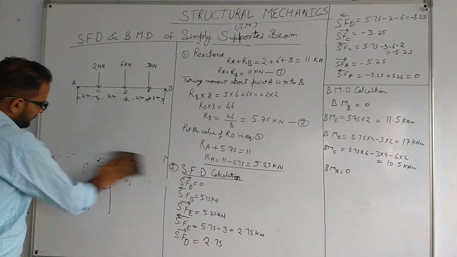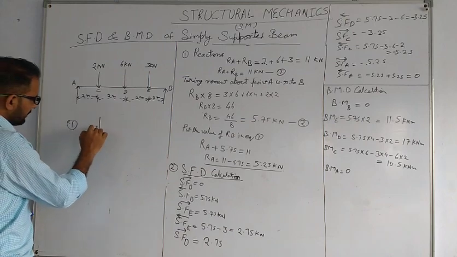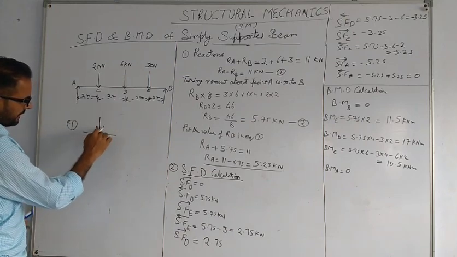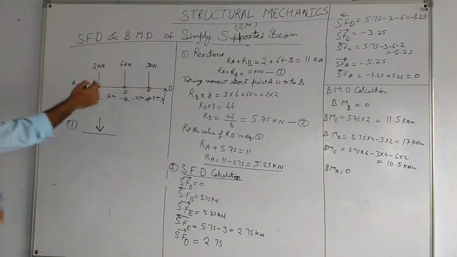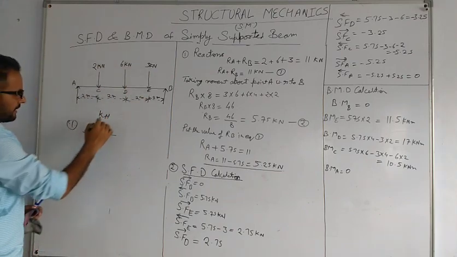Now I want to tell you types of loading. So there are basically 3 types of loading. First one is point load. We will show point load this way. Point load, which one is this? 2 kilonewton, 6 kilonewton, and the unit of this we will show in kilonewton.